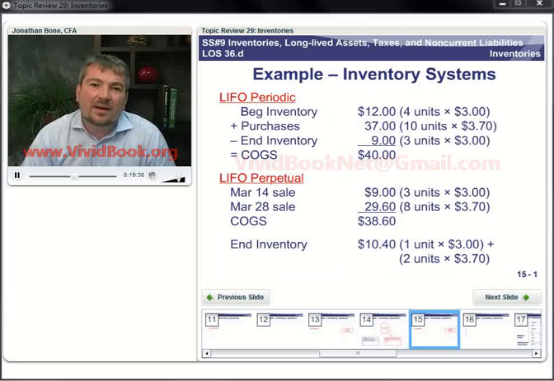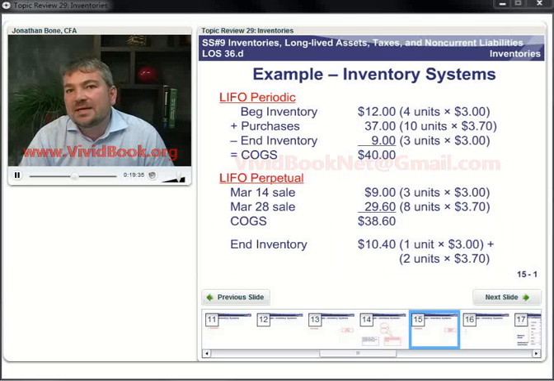Under periodic, beginning inventory 4 units at $3, $12, purchases 10 units at $3.70, $37. The ending inventory, therefore, is the oldest items, so 3 units at $3, giving us $9 and a cost of goods sold of $40, therefore. 12 plus 37 less 9.